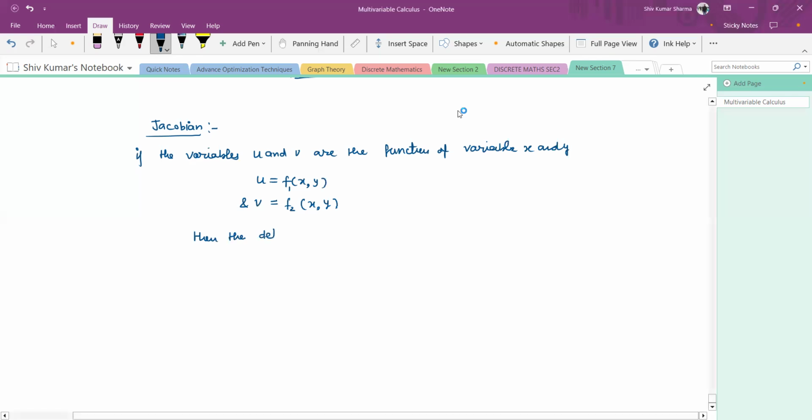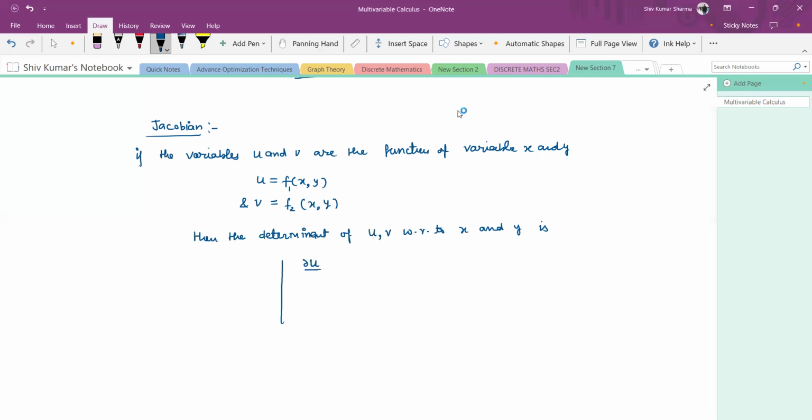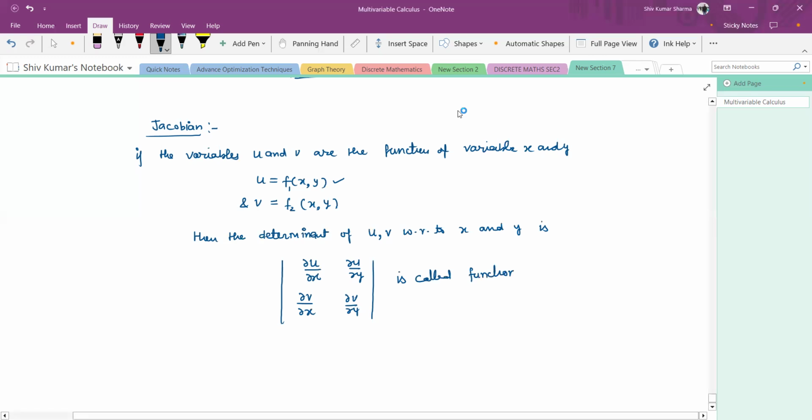Then the determinant of u, v with respect to x and y is: first take the dependent variable u, del u upon del x and del u upon del y. And in the second row we take the second dependent variable, del v upon del x and del v upon del y. This is called functional determinant.